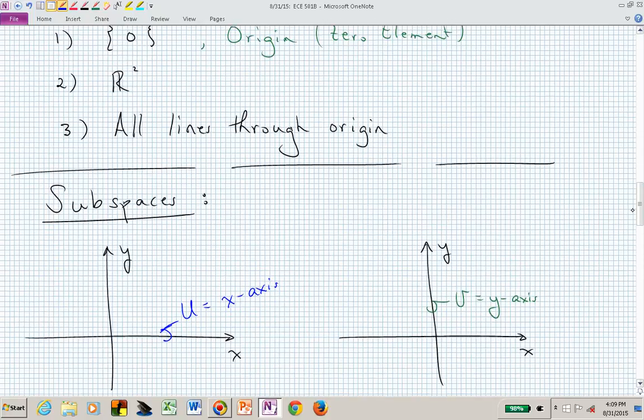Pictorially, here are a couple of subspaces. And you can see, I hope, that if you start on the x-axis and you take another vector on the x-axis and add those, you'll remain on the x-axis.